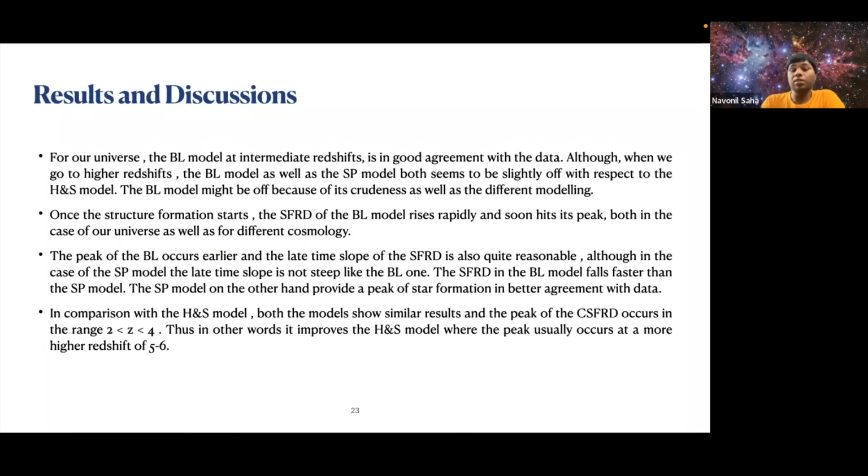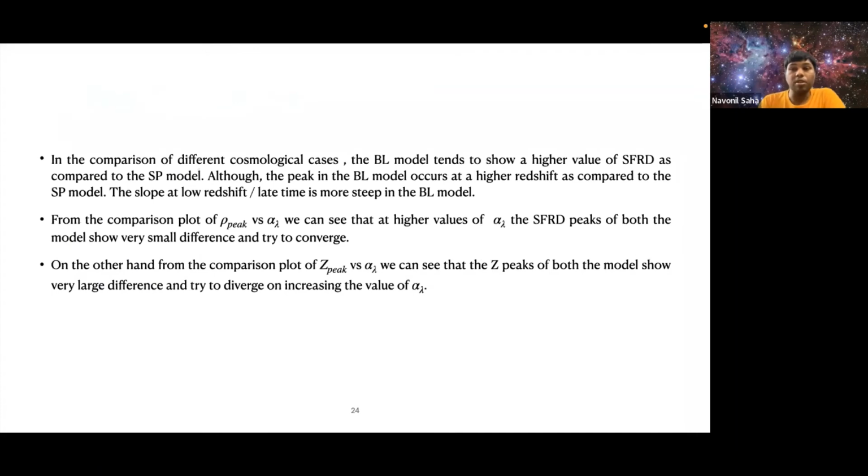In comparison with the HS model, both the models show similar results, and the peak of the SFRD occurs in the range of redshift between 2 to 4. Thus, in other words, it improves the HS model, where the peaks usually occur at a higher redshift of 5 to 6. Now, what are the other things?